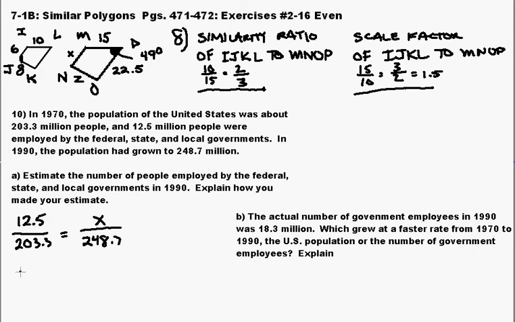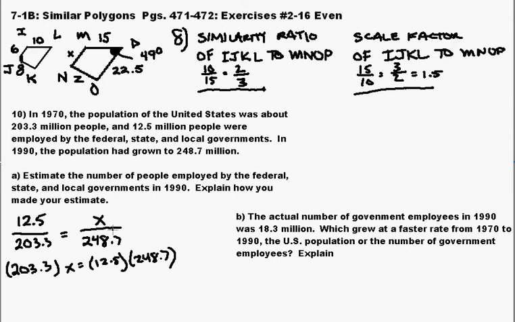So I have two ratios of comparison, and with these being equivalent fractions, I can cross multiply and divide. So I am going to go 203.3 times X is equal to 12.5 times 248.7.